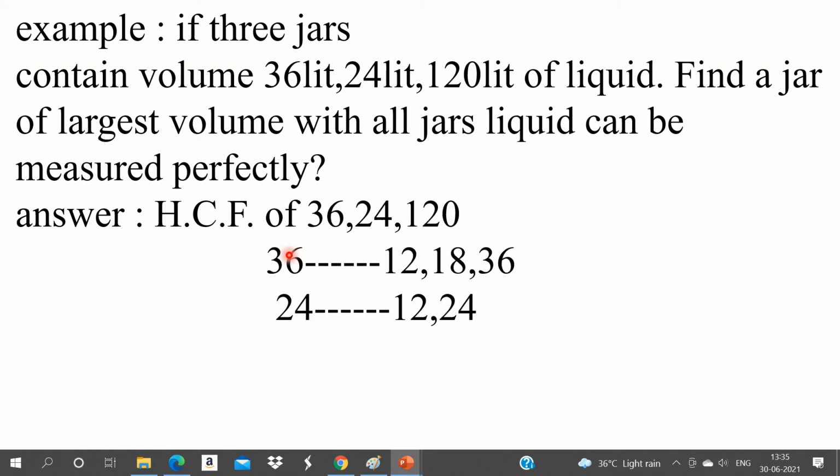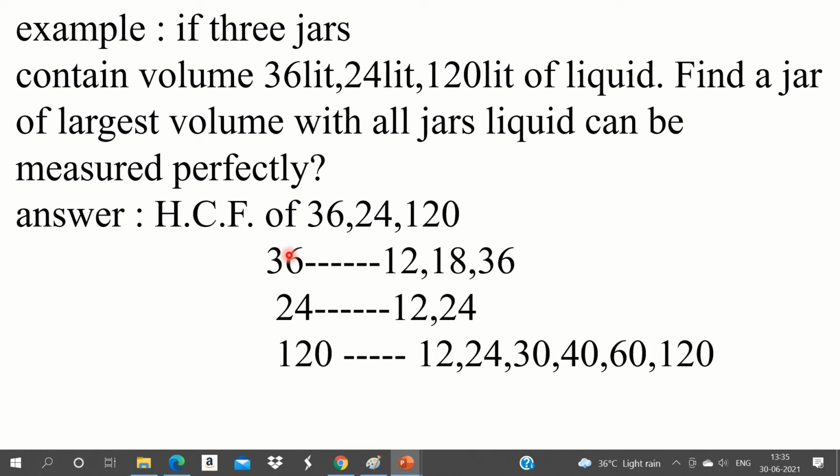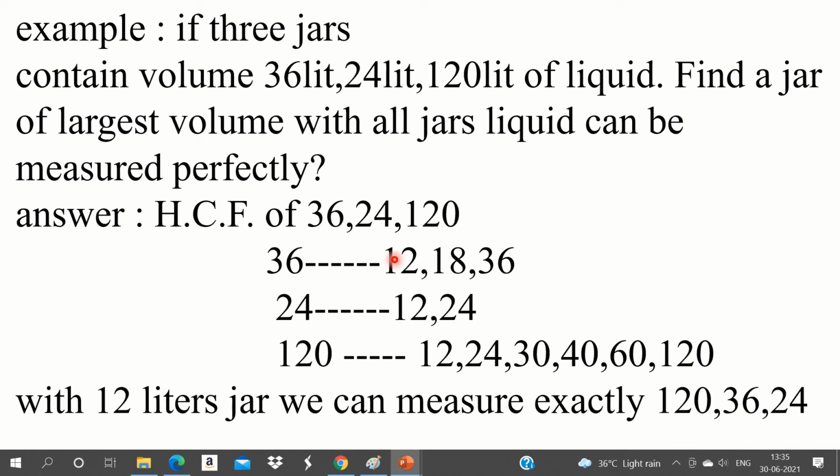36 factors are there. 24 factors are there. 120 factors are there. 12 is the common among the three. So 12 liters is the perfect measurement. Perfect jar. You can measure the 36 liters, 24 liters, 120 liters. With 12 liters jar, you can measure the 36 liters in 3 times. The 24 liters in 2 times. And 120 liters in 10 times.